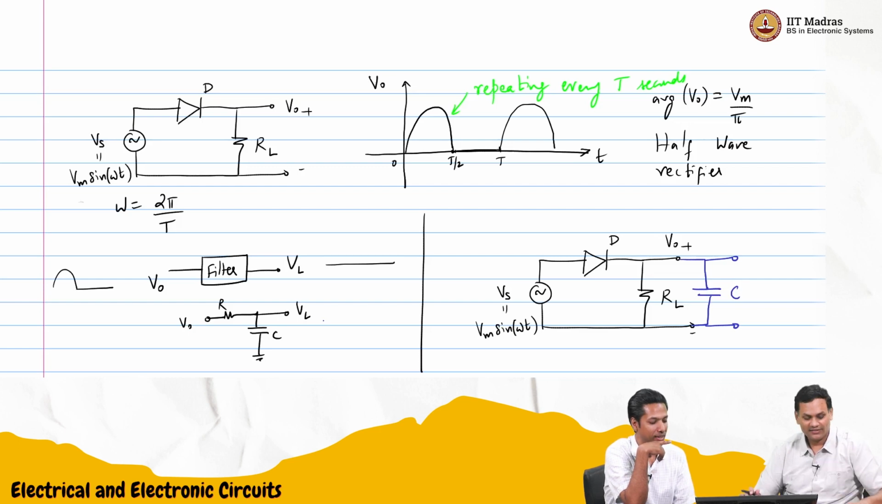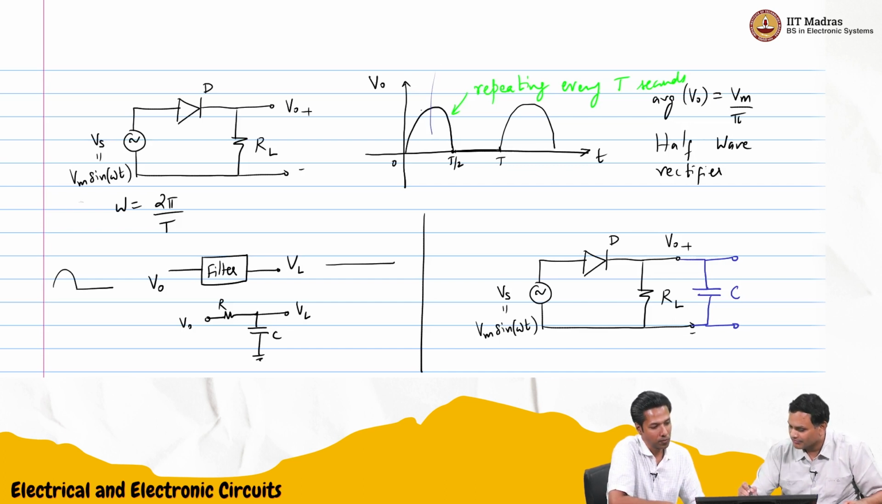Let's say RL is not there. In the positive half cycle, C will charge to VM through the diode. The capacitance will charge to VM, but it cannot discharge. So it will hold there at VM, and once the input goes down, the diode gets reverse biased. Let's do that on the next page properly.